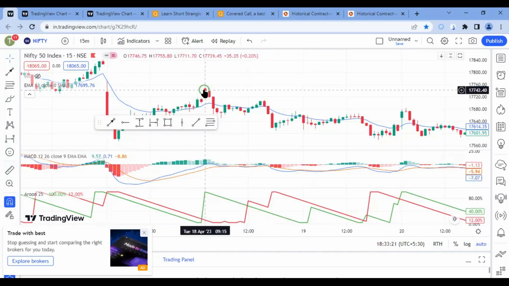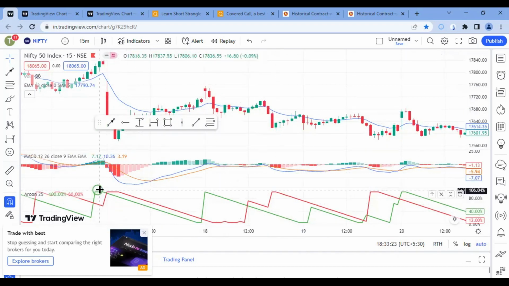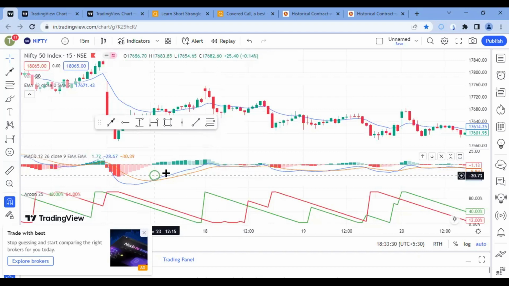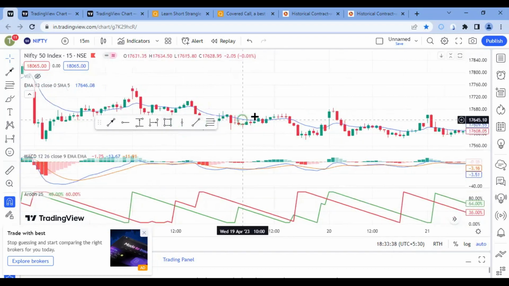Look for pullback towards 13 EMA and look for short opportunities. Here, the Aroon indicator helps you to identify the trend, that it is sideways. And here MACD is telling you to short on pullbacks, because the MACD and signal lines are below the zero line, right? So you can do that multiple times.